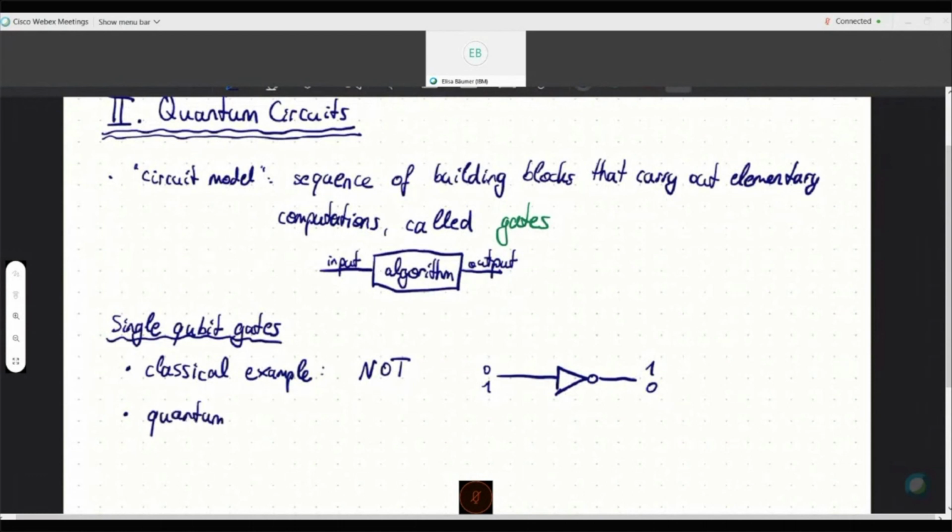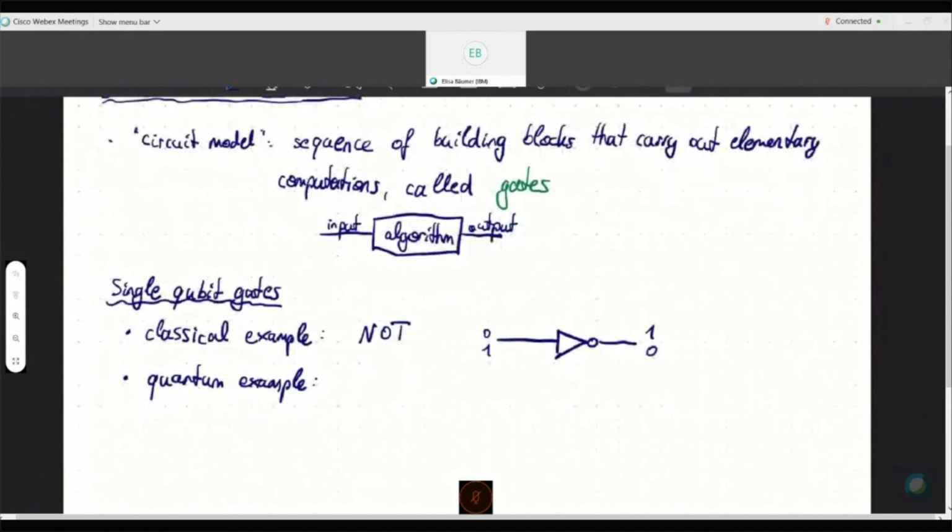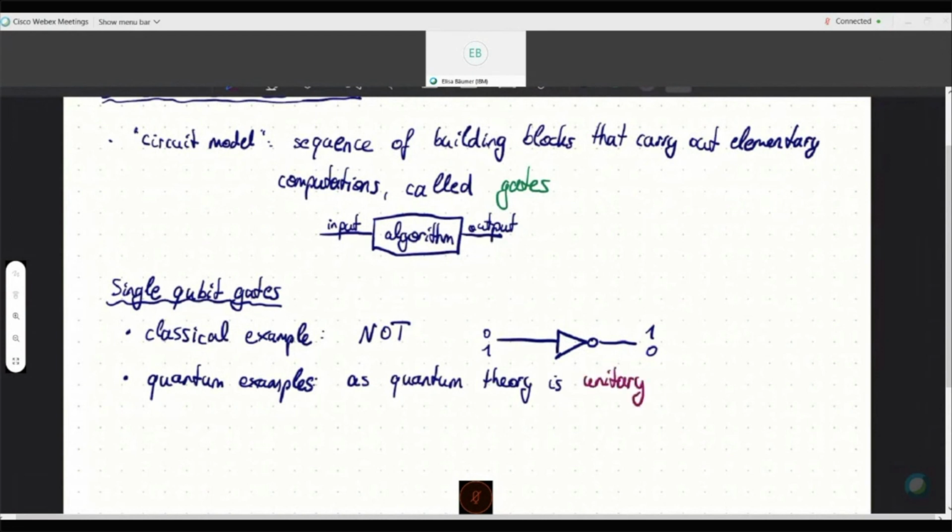Now for a quantum example, we will look at actually a lot of different quantum examples. We will look at different standard gates. But first of all, we know that one of the postulates of quantum theory is that it is unitary, which means that quantum gates are always represented by unitary matrices.